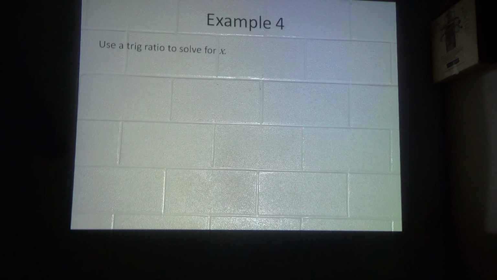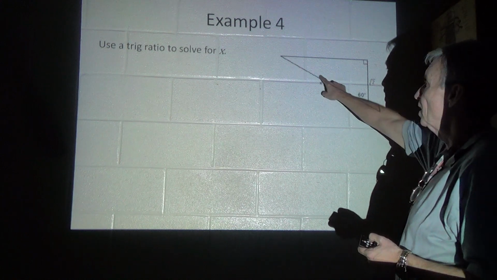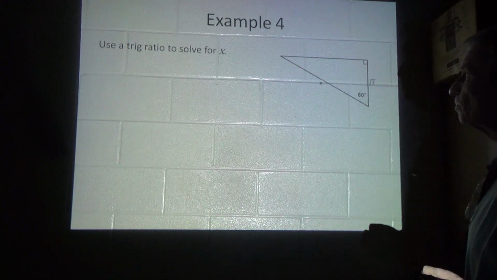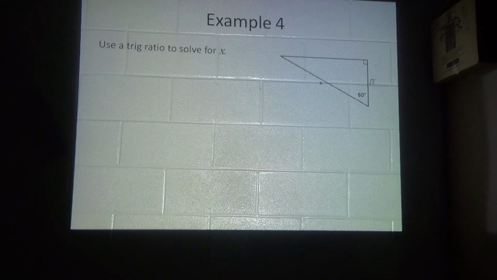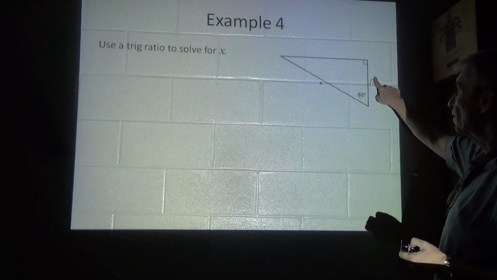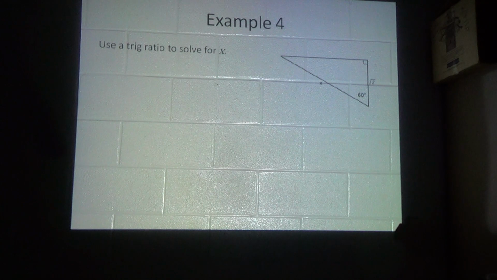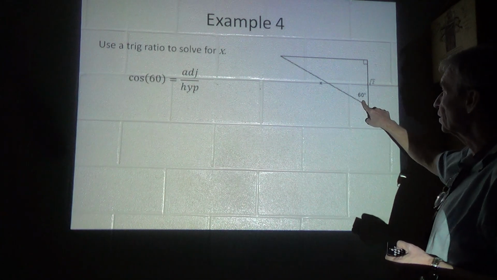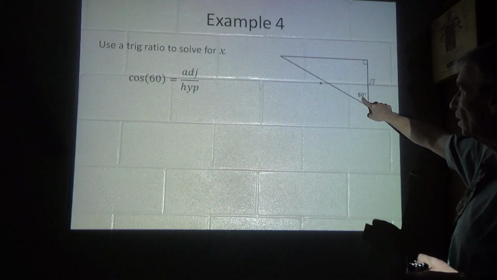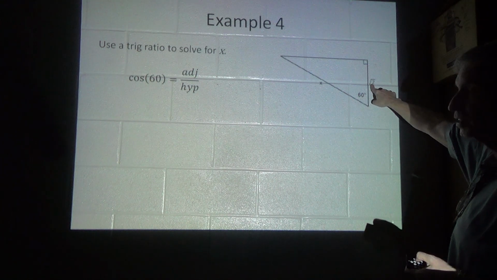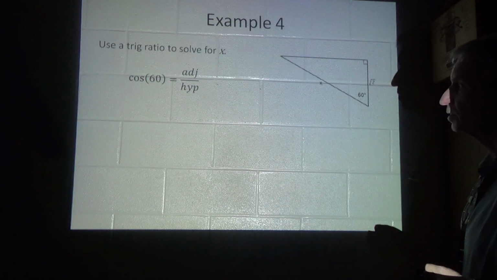Okay, example 4. This gives us a different triangle. Once again, it's still 30, 60, 90 because we have a 60 and a 90. That means the other angle has to be 30. They want us to use a trig ratio to find the hypotenuse, and they gave us this leg right here, which is adjacent to the 60. So that means we're going to use the cosine of 60 degrees. The cosine of 60 degrees in this triangle is the square root of 2 over x.